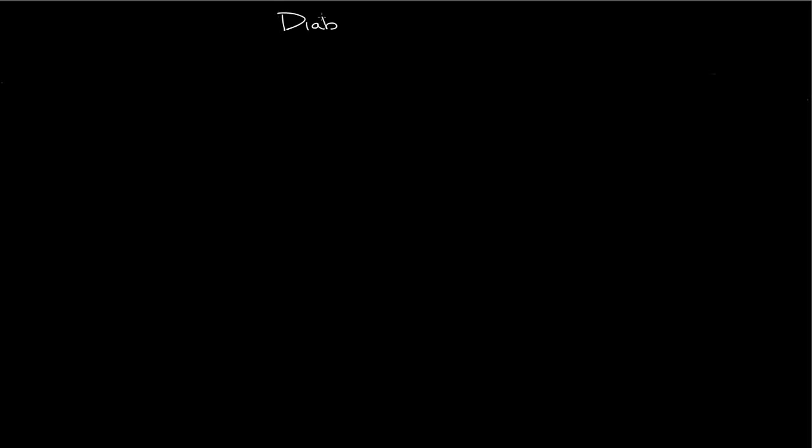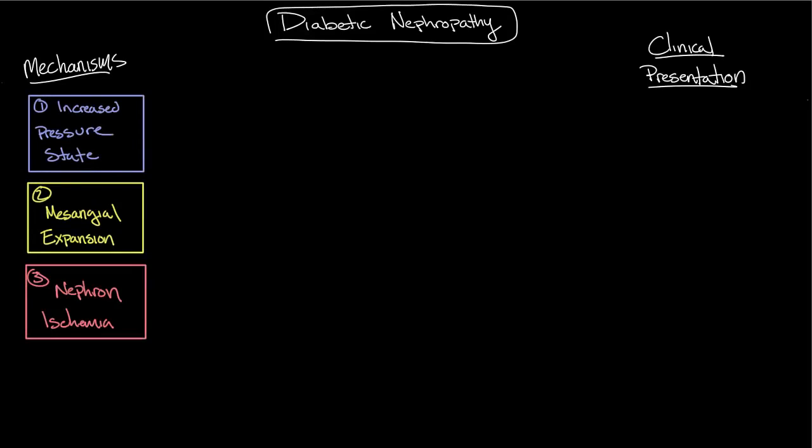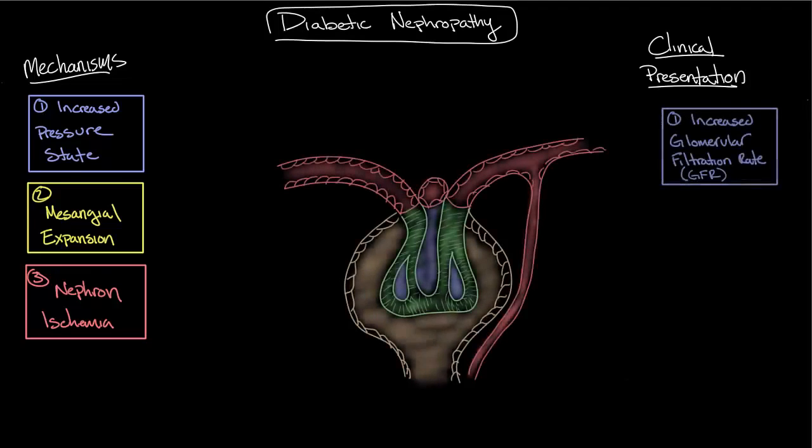Diabetic nephropathy is one of the most common and serious chronic complications associated with diabetes mellitus. In this tutorial, let's discuss how the mechanisms underlying diabetic nephropathy correlate with the clinical presentation as well as the treatment of the disease. Now, fortunately, the mechanisms underlying diabetic nephropathy directly correlate with the clinical presentation. And the first clinical finding of the disease is somewhat paradoxically an increased kidney filtration rate, or glomerular filtration rate.